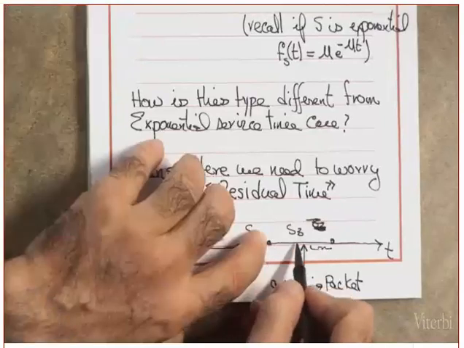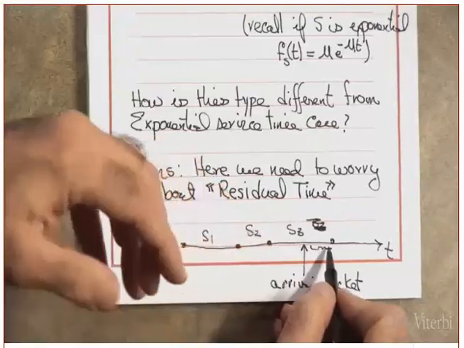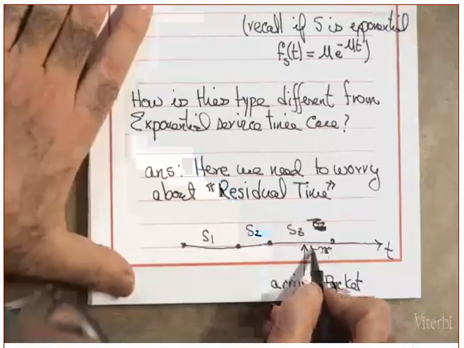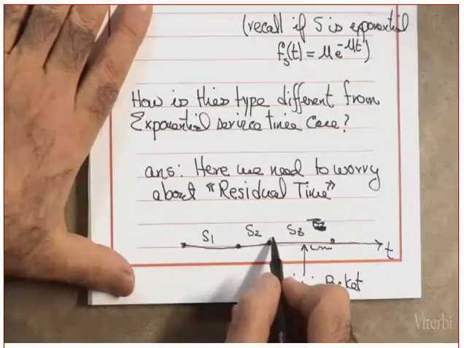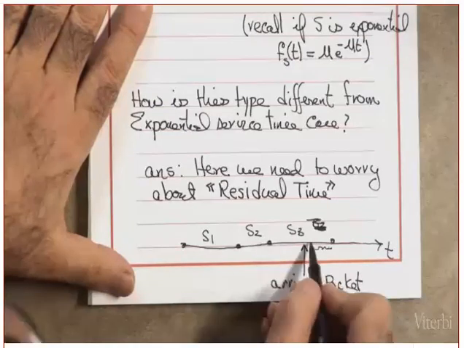For example, let's assume that service time was deterministic. If you know when you started service, and a packet arrived at this point, you can figure out how long this is. If you know when you start, you know how much is left. Clear? So we need to worry about the residual time.